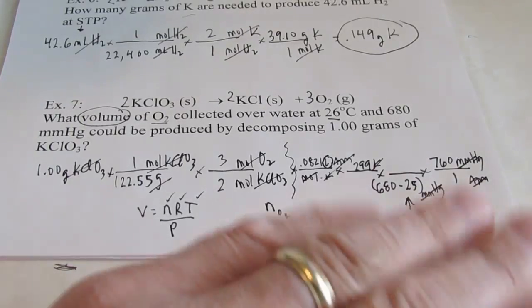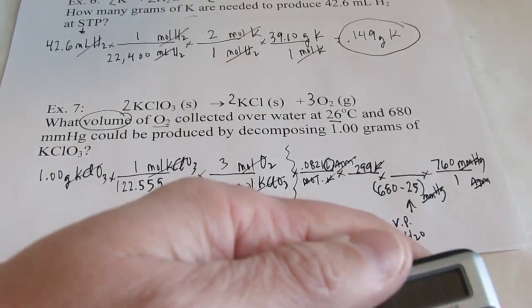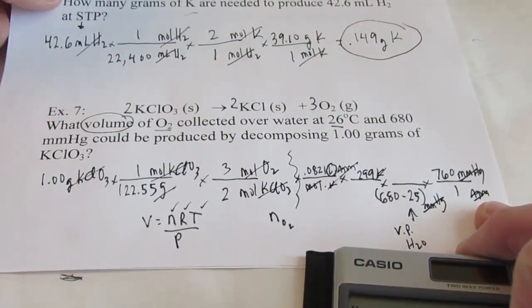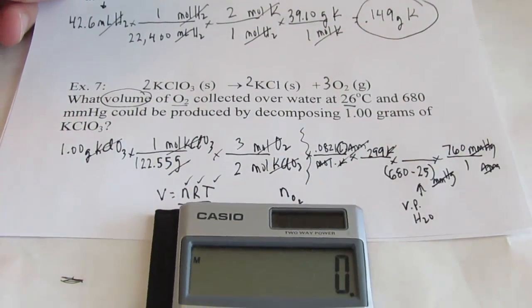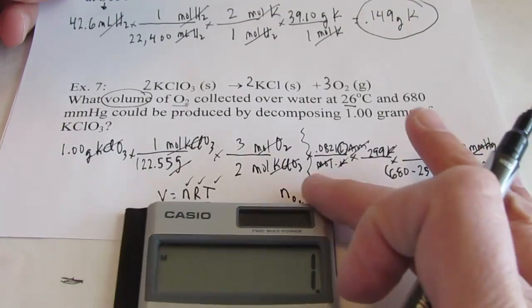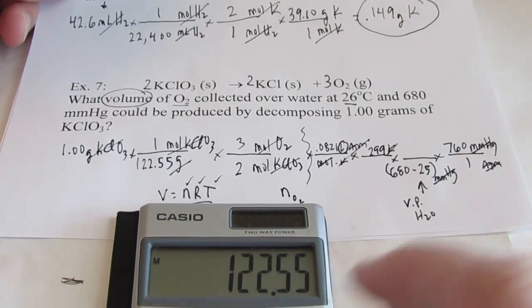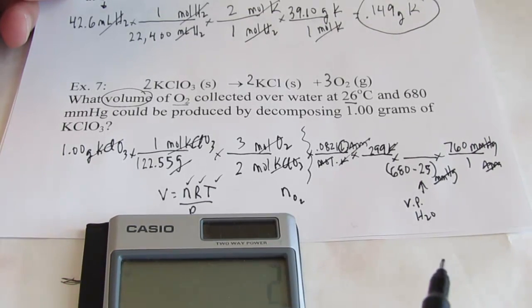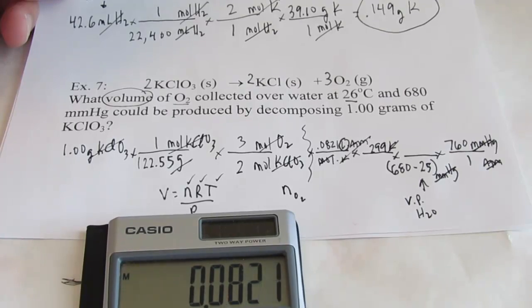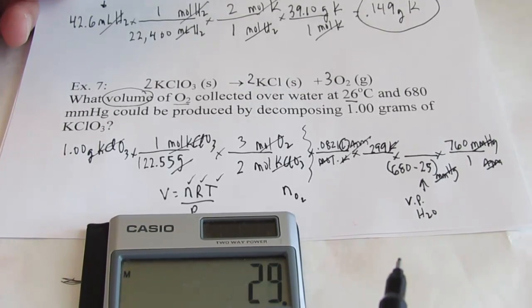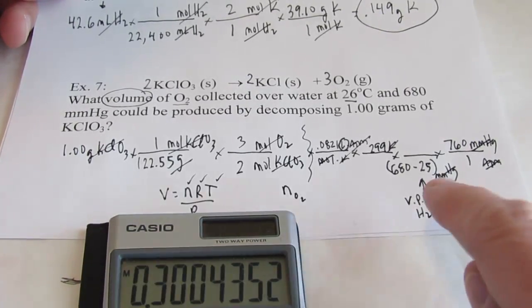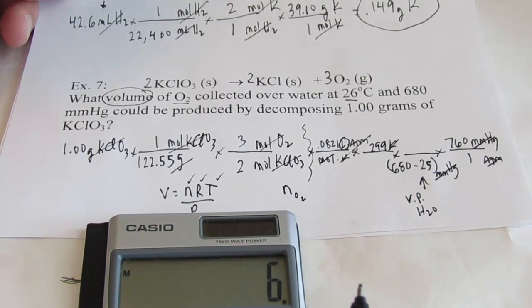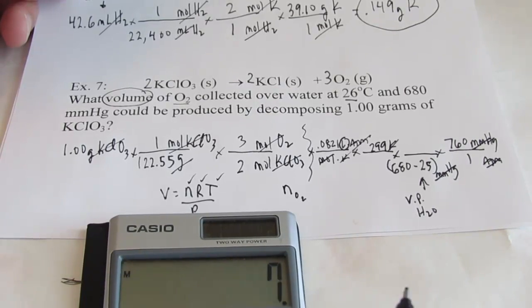So always include your units when you do these problems. You can avoid so many silly mistakes if you include your units. All right, so let's plug and chug. We have 1 divided by 122.55 times 3 divided by 2 times 0.0821 times 299 divided by 680 minus 25, which is 655, times 760.